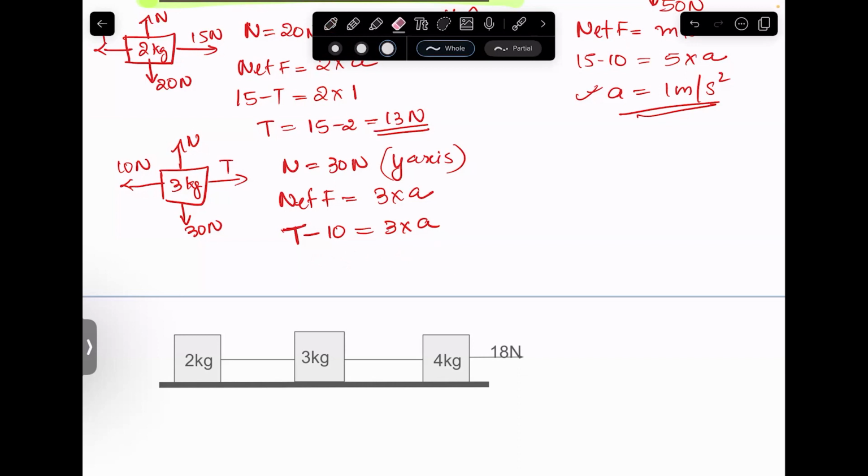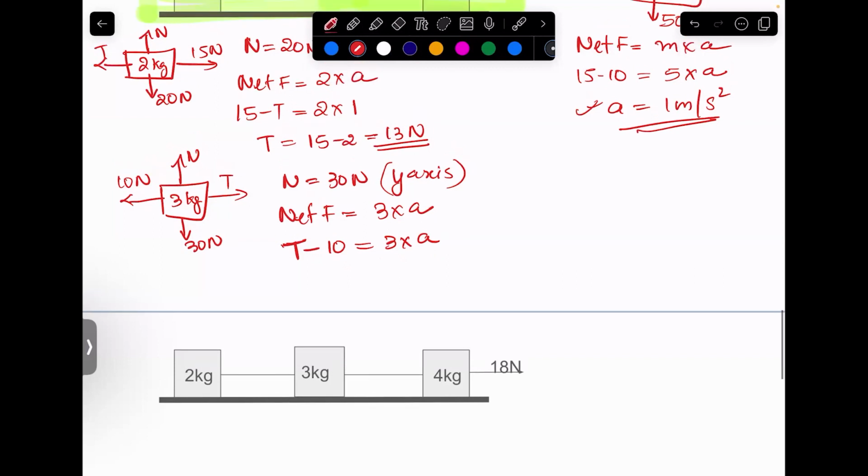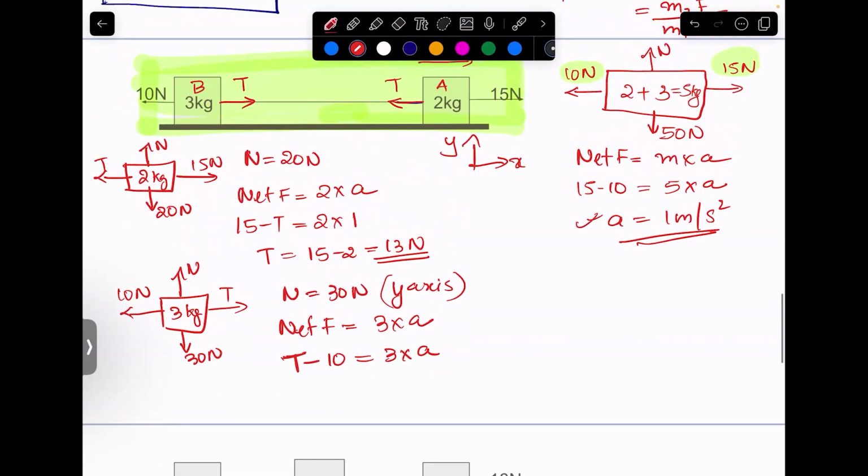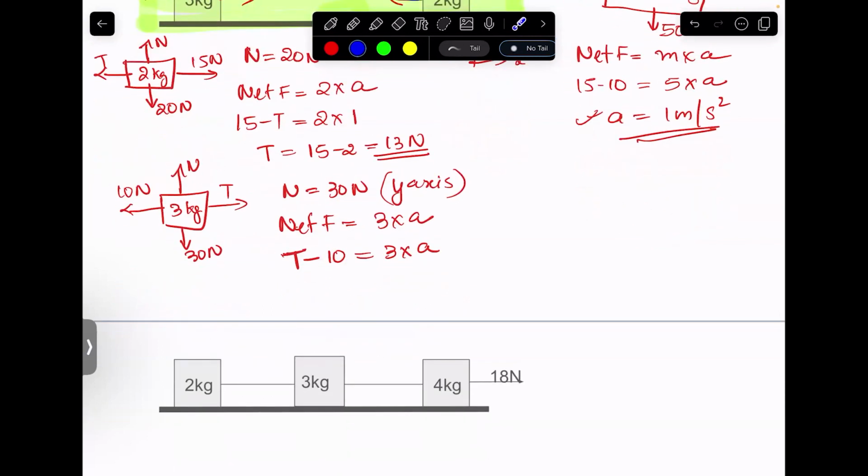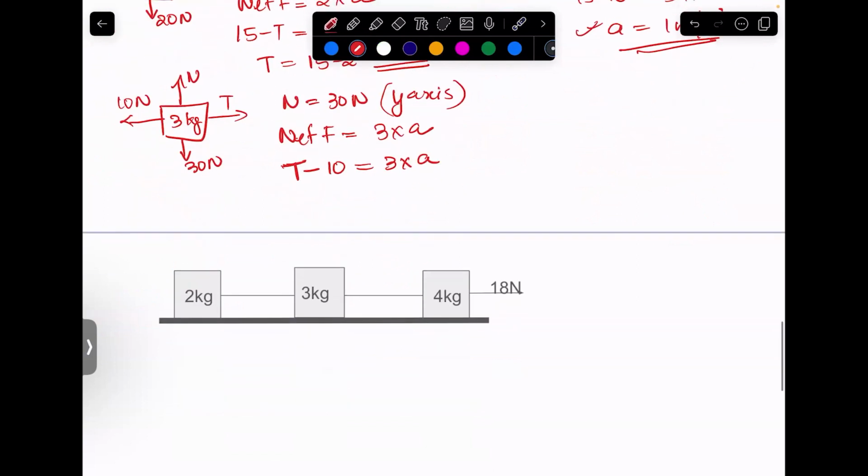But intuitively, you know that T must be larger. That's why it is moving along the right direction. Like this block B is moving along the direction of T. So T should be taken first, and then 10 should be subtracted from it. Now, this one, if you take, it will be like 10.